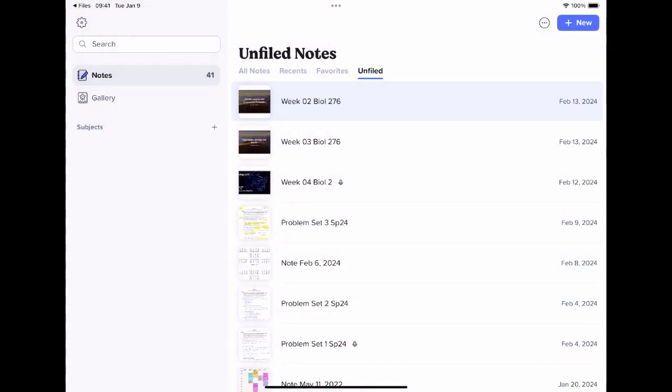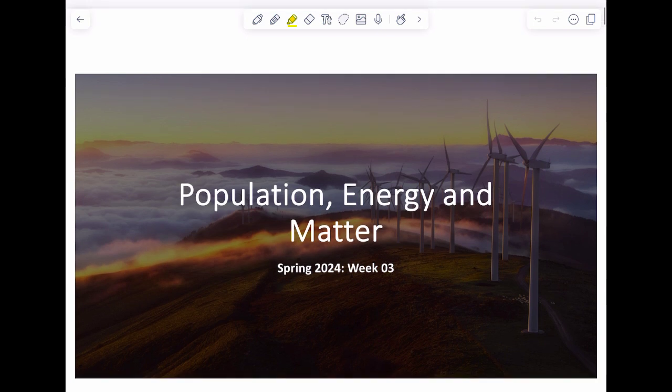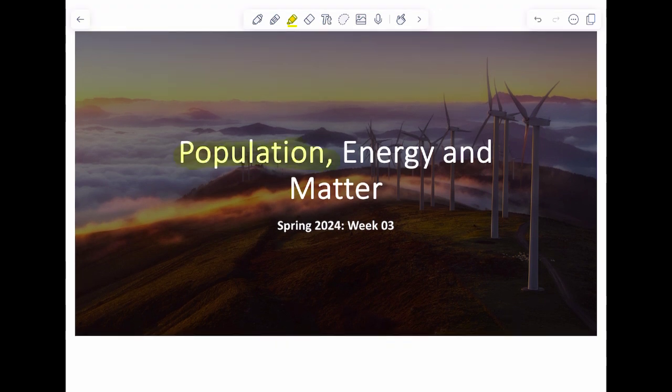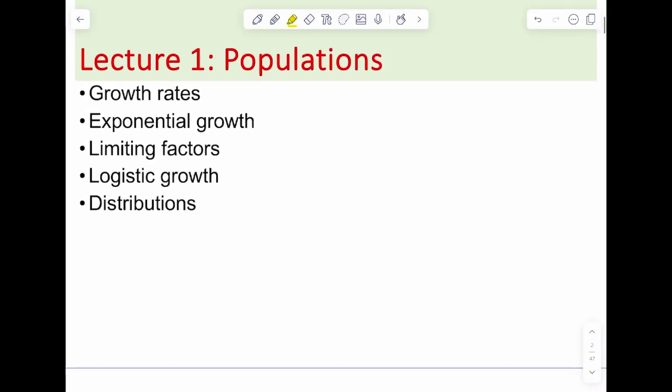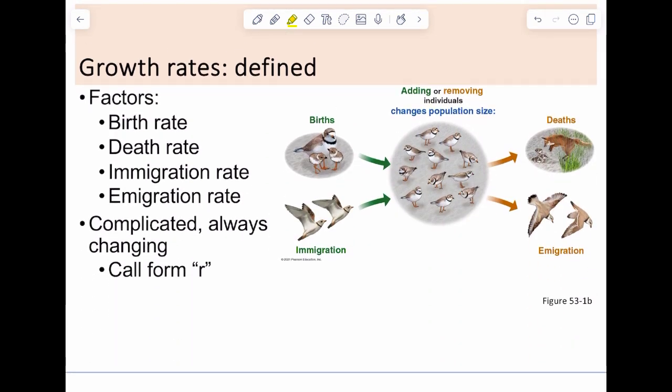Yay, now let's talk about this week. Are you ready for math? You are. Oh, I'm so glad. So this week we're going to talk populations. Well, today we're going to talk populations. Thursday is going to be energy and matter. So we have a few things to deal with and some objectives. Let's talk about growth rates.